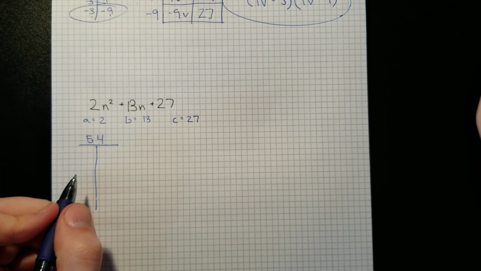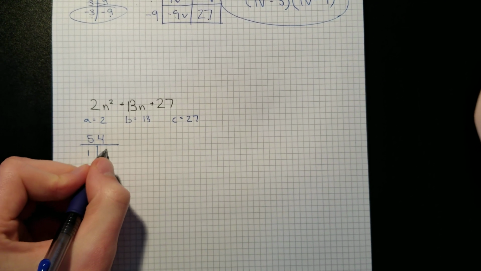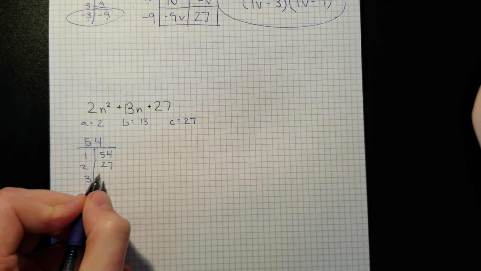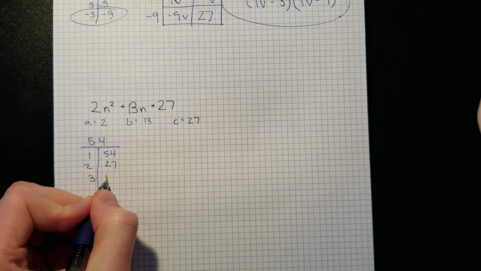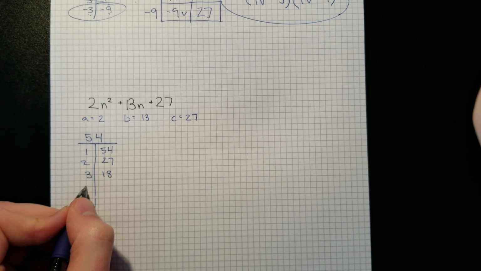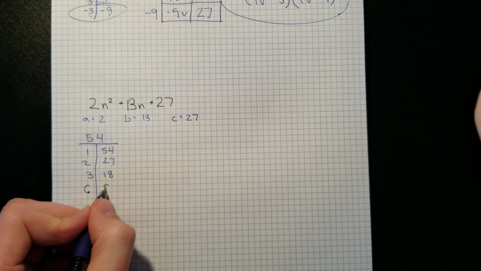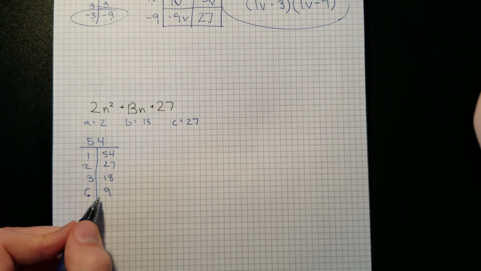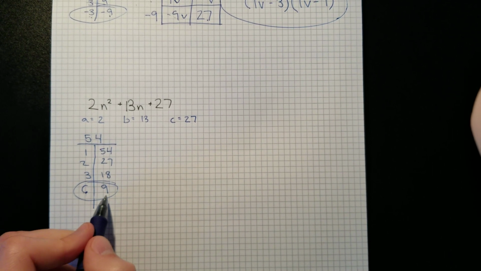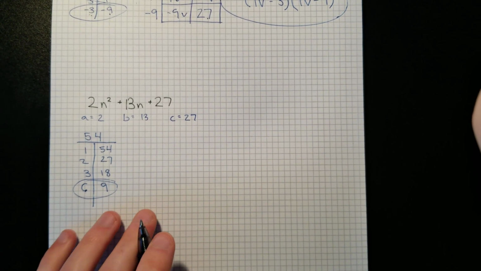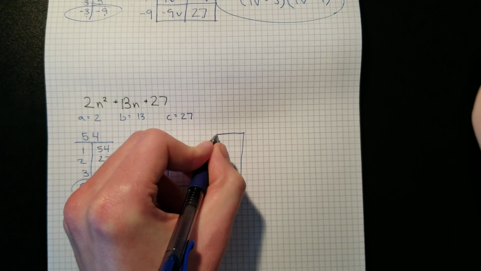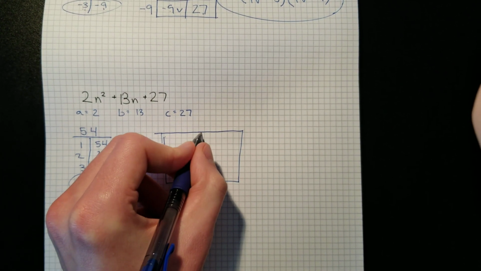Now we have to figure out what multiplies together to get 54. We could do 1 times 54, 2 times 27, 3 times 18, 6 times 9, and we have to have things that add up to b. That would be 6 and 9. 6 plus 9 is 13, and 6 times 9 is 54. Those are the things we want to work with when we make our box. Next thing we do, we make the box, of course. Oop, I went a little bit long. That's fine.